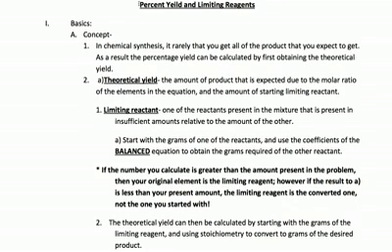Today we're going to be looking at an example using the concepts of percent yield and limiting reagents. A quick review. The first thing we must do is calculate the theoretical yield. And in order to do so, we must know what the limiting reagent is. And there are a couple ways to do so. We're going to go over one of them in this video.